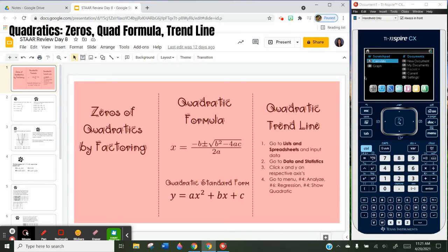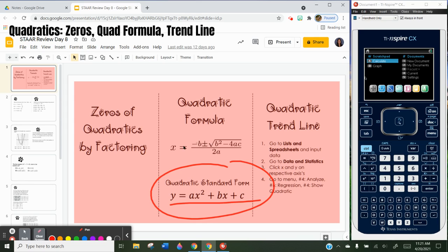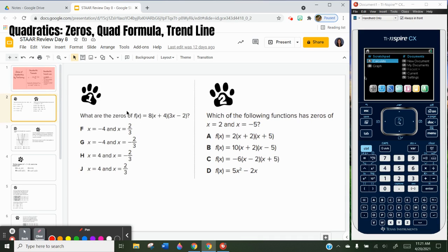Today is day 8. We're going to be going over solving quadratics by finding the zeros of the functions by factoring. We're also going to be going over the quadratic formula. We're also going to be going back over standard form, so you should know how to change a quadratic into standard form and use the quadratic formula. And then lastly, we're going to be going over how to get a trend line in your calculator using the quadratic.